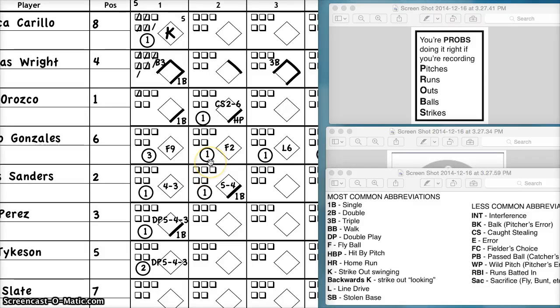So that's all our abbreviations for this. We'll talk about more. Again, these are very helpful to have in your memory. They're on our website. Next video, we'll talk about the pitch count.